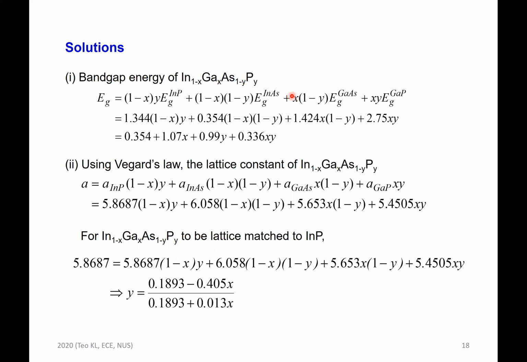Plus gallium phosphide, so there is X and Y. Multiply by the weighted factor of X and Y. And then you plug in the given values of band gap of indium phosphide, indium arsenide, gallium arsenide, and gallium phosphide, and you rearrange the terms. You would have an equation for the band gap of the alloy indium gallium arsenide phosphide as a function of X and Y.